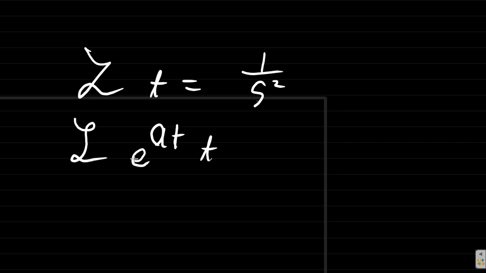Now, we also multiplied the function by e to the at in a previous video and found a general Laplace transform of it. Now we're going to be specific. This is a specific example. We're using t instead of just f of t. So f of t is t. So we want to find the Laplace transform of e to the at times t. Alright, so let's go ahead.